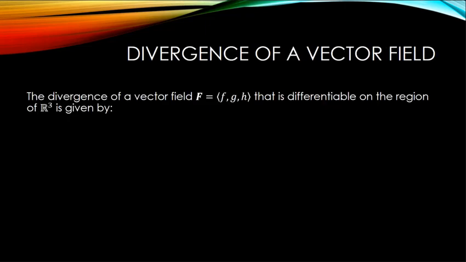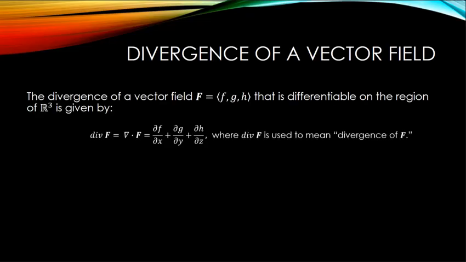So the divergence of a vector field F specified by the vector components f, g, h that is differentiable on the region in R3 is given by div F is equal to del dot F, which is equal to the partial of f with respect to x, plus the partial of g with respect to y, plus the partial of h with respect to z, where div F is used to mean divergence of F. If del dot F is equal to 0, the vector field is source-free.